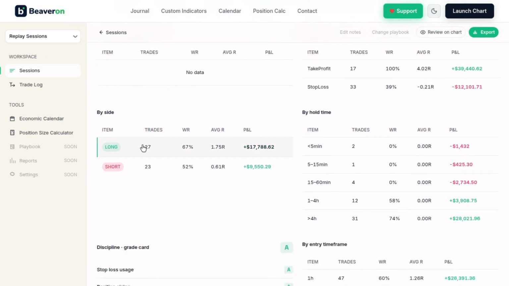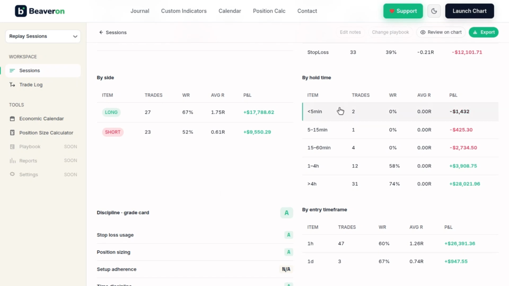So by side, long trades, I took 27 longs. The average win rate on the longs is 67%. The average risk to reward on longs is 1.75, and the P&L is plus 17,788. And then on shorts, I took 23 shorts. You can see my win rate on shorts is actually lower, and it's ES, so it's an asset that usually goes up over time, so it kind of makes sense to be lower win rate on shorts. Average R is 0.61, plus 9,550, and again, that's because of hitting break even and hitting trailing stop losses.